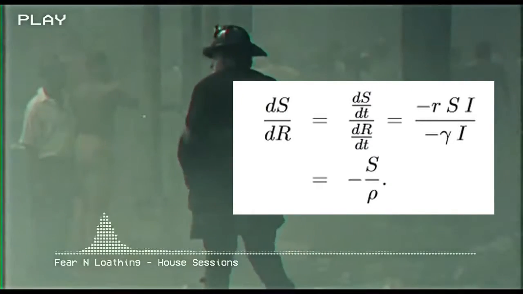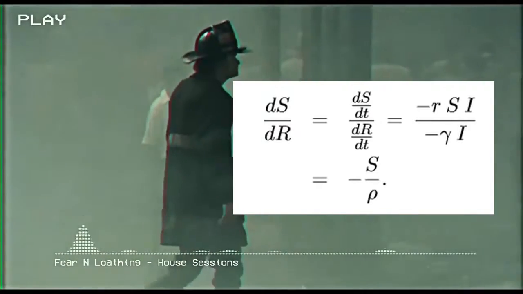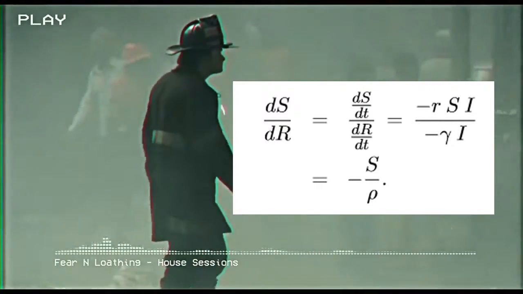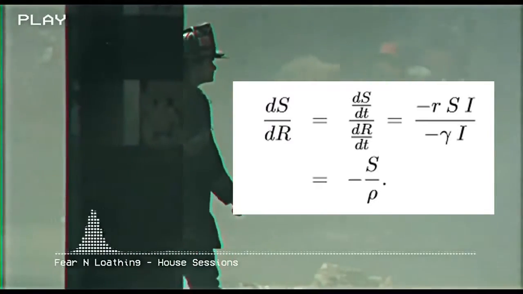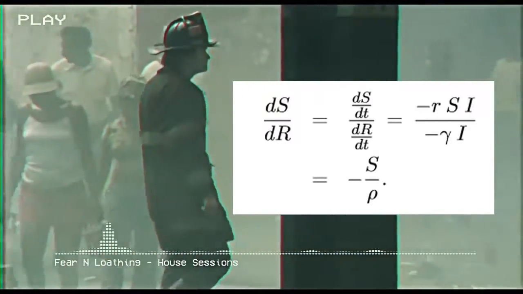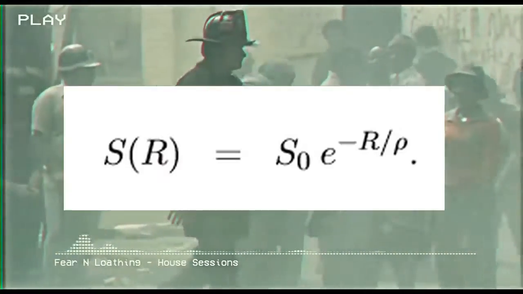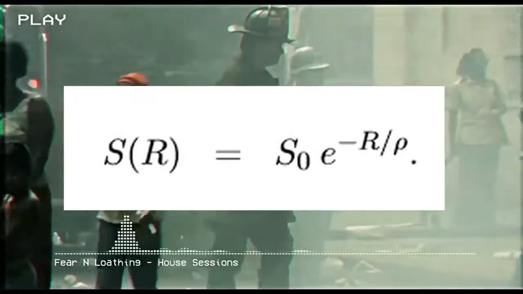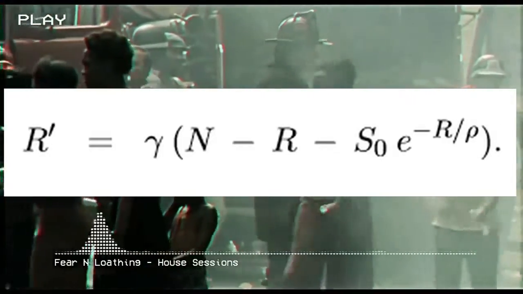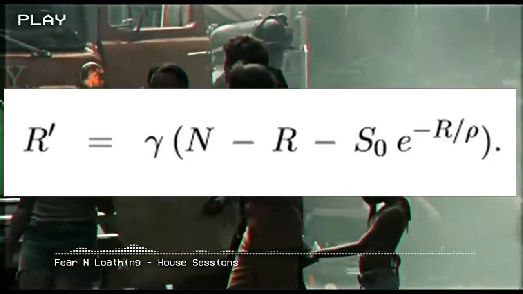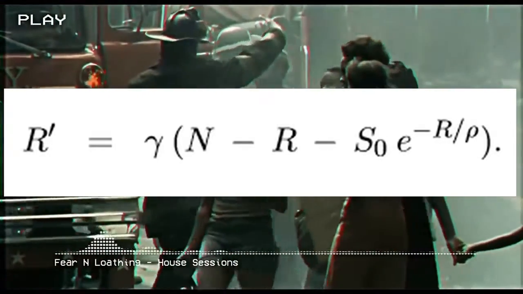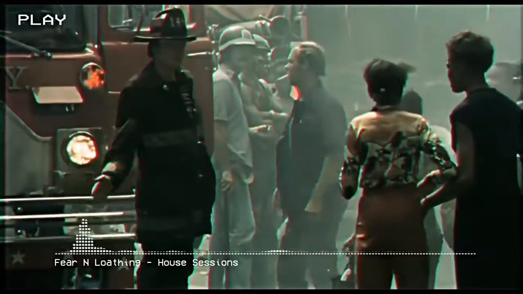Further, we know dS divided by dR equals minus r S I divided by gamma I, and that equals minus S divided by rho. This equation we can solve to obtain S from R. Hence, we get the following equation. This equation is not solvable directly, so we will try some estimates.